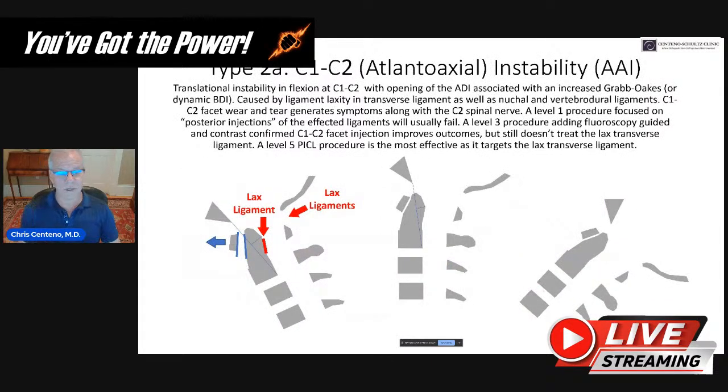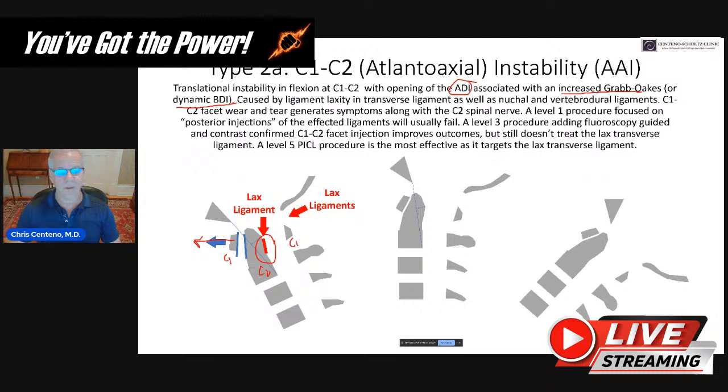Now we're down to C1, C2. And this is one that we see an opening of the atlantodental interspace. We see an increased grab oaks or dynamic BDI, same concept. But the idea is that C1 is shifting forward, and the lax ligament is the transverse ligament back here that normally binds C1 to C2. So this is, remember, C2 here. This is C1 up front.